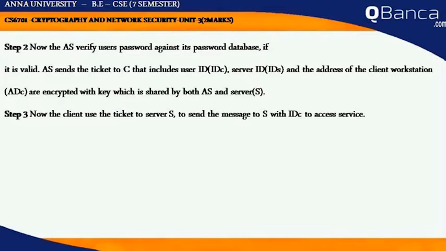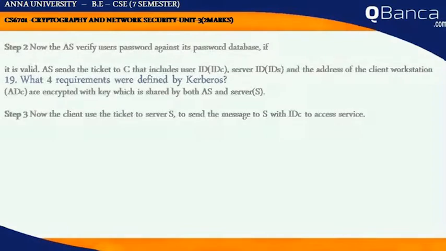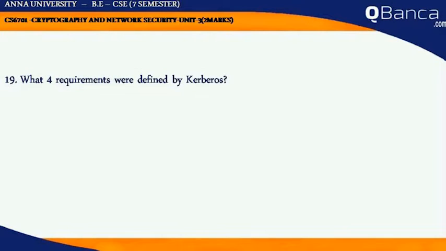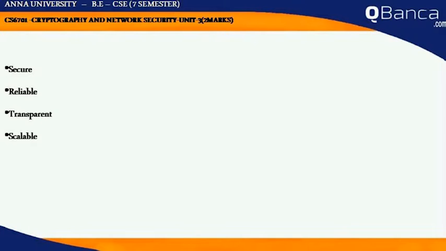Step 3. Now the client uses the ticket to server S to send a message to S with IDs to access the service. What four requirements were defined by Kerberos? Secure, reliable, transparent, scalable.